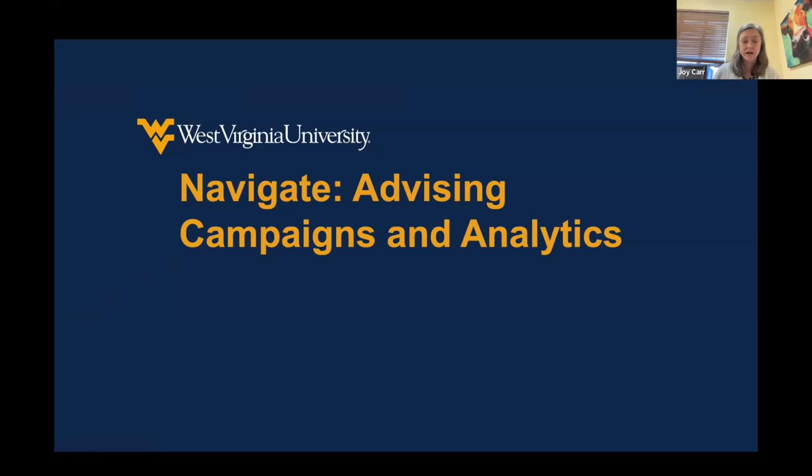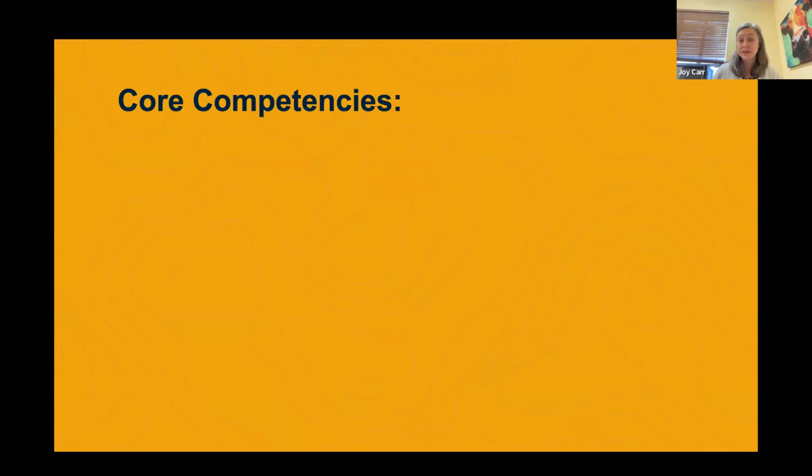And as we get started, I do want to take just a moment to indicate what core competencies this training covers. For newer advisors who may not know, the National Academic Advising Association, or NACADA, as we call it, is our professional organization, and they have identified 20 core competencies that advisors should master over the course of their career. We do these a lot. We just don't normally talk about what we're doing and why they're competencies.